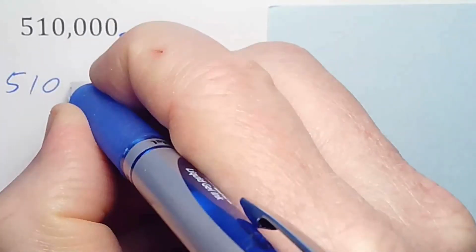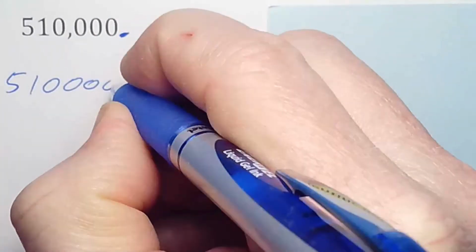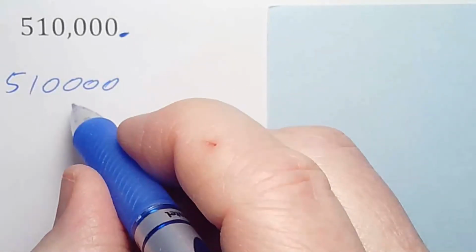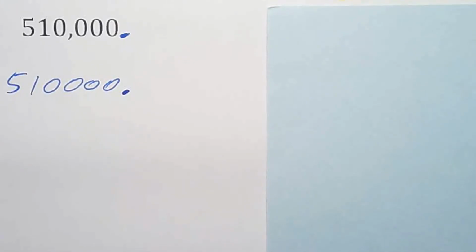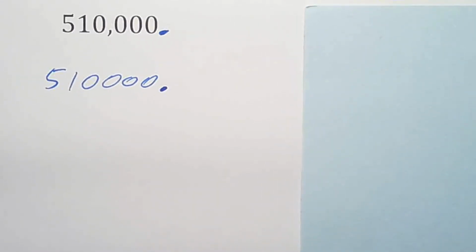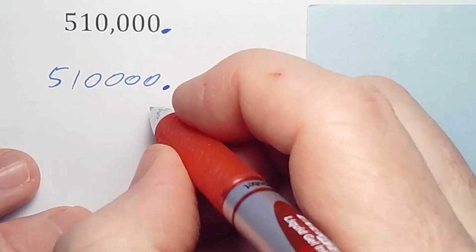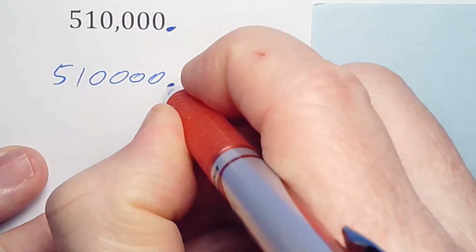So I've got 5, 1, 0, right? Look how many zeros I had. I had 4 zeros. Okay, and again, it's like I've got a decimal point there that's just sort of hidden. You know, we just kind of know it's there. Okay, so I want to get this decimal over here.